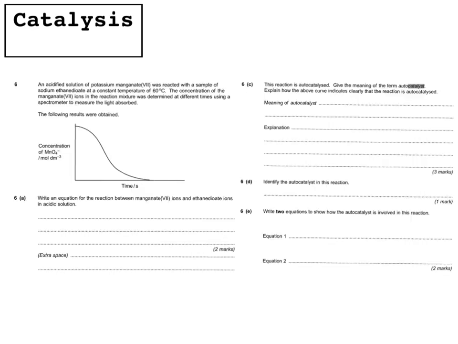So final question, we've got an acidified solution of potassium manganate that was reacted with a sample of sodium ethanedioate at a constant temperature of 60 degrees. The concentration of the manganate ions in the reaction mixture was determined at different times using a spectrometer to measure the light absorbed. And there's the results. So it's the concentration of the reactants that was measured here rather than the products. And it says write an equation for the reaction between manganate ions and ethanedioate ions in acidic solution.